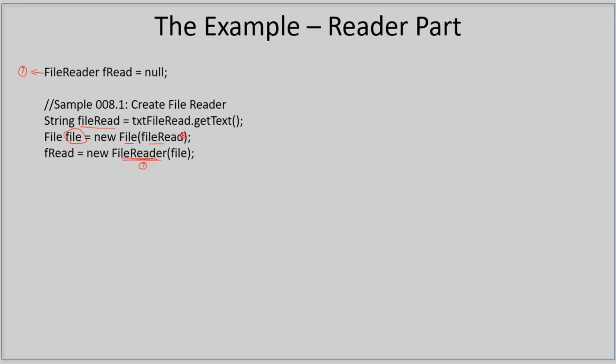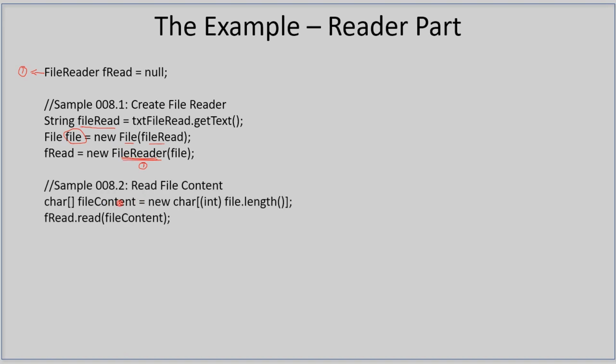FileReader is initially null, and then from the user-given input text we construct our FileReader object. So by this time our character stream is ready. Here, this is the file, right? From the file object we get the length.